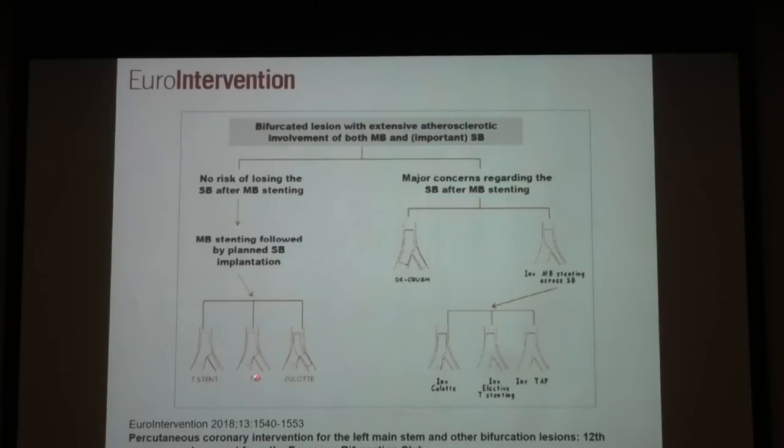Major concern regarding the side branch after main branch stenting, you to start with DK crush من البداية. بتقرر إنك بدك DK crush من البداية. You stent the side branch and then you stent the main branch and you end up with kissing balloon inflation. Or if you have inverse main branch stenting across the side branch, you start with side branch stenting, and then you follow it with the inverse technique, inverse Culotte, inverse T-stenting, or inverse TAP. هذول كلياتهم technical techniques that need a lot of careful follow-up.